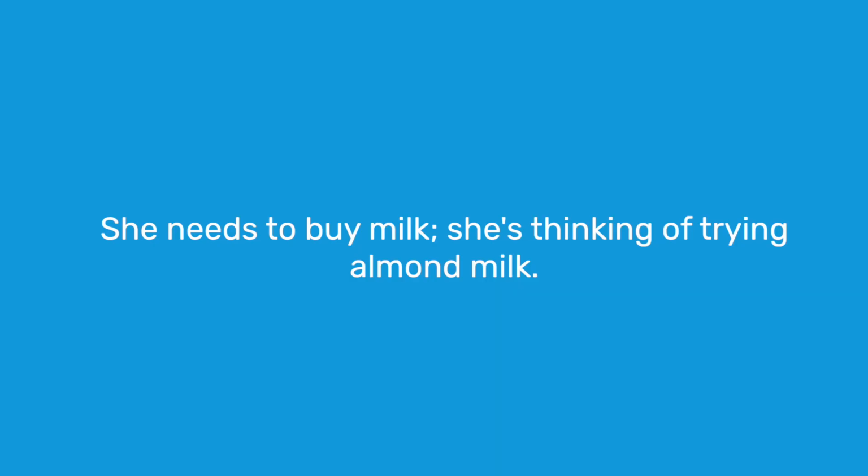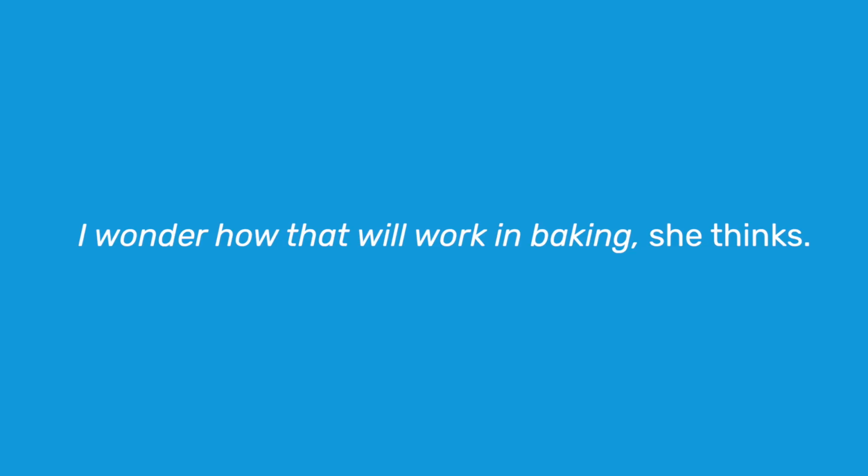Next up, we had the sentence, she needs to buy milk. She's thinking of trying almond milk. So we have a thought here. She's thinking of trying almond milk. So it's subtle, but it's starting to get closer. So the next sentence, I wonder how that will work in baking, she thinks. It is still distanced by the fact that we say she thinks. This reminds us that narrator and character are separate.